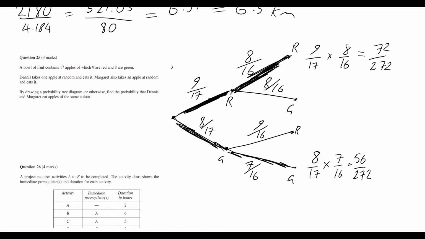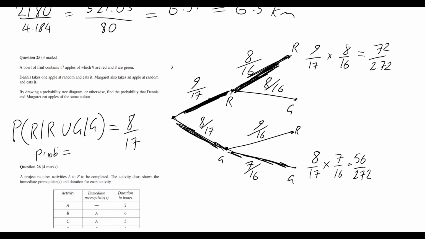All we need to do now is add those two values together: 72 over 272 plus 56 over 272. When we add those, we find that probability, which I'm going to write using some set notation, is equal to 8 over 17. And that's in simplest form. If you don't need to worry about this notation here, you can just say probability equals 8 over 17. That's completely fine as well.